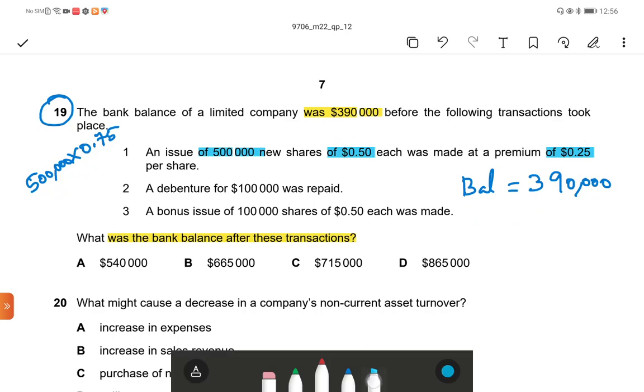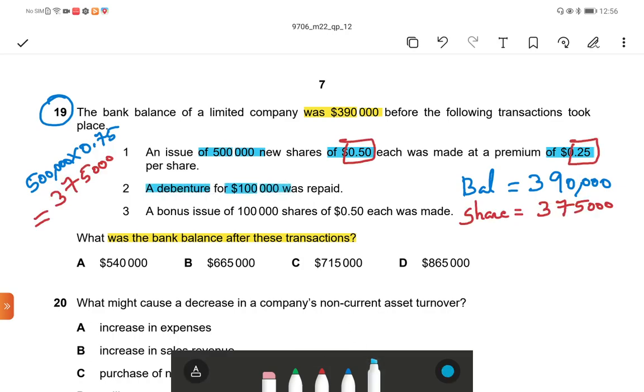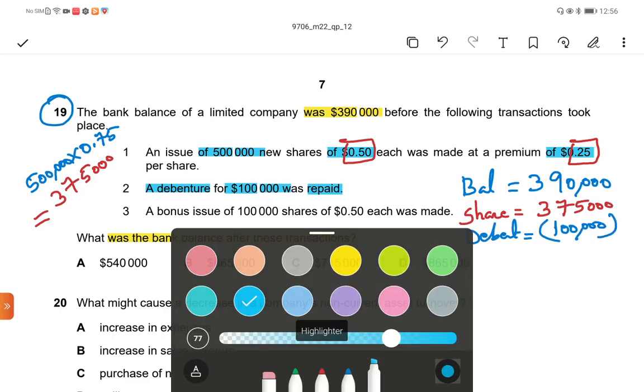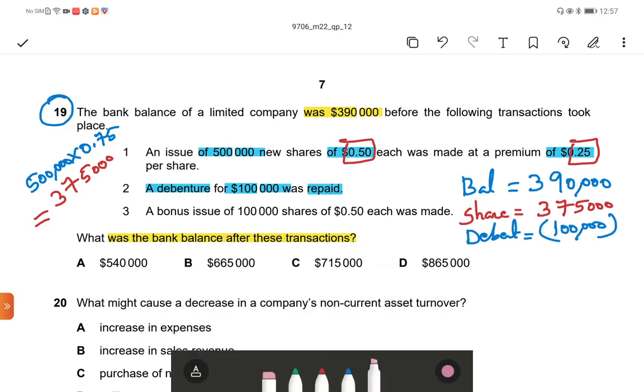Next, debenture was repaid. Debenture 100,000 repaid means we are giving the money, so it decreases the bank balance. Next, bonus issue of 100,000 shares at 0.50. Bonus issue means the company is issuing fully paid up shares to the shareholders. So there is no increase or decrease in the bank balance. There is no effect.